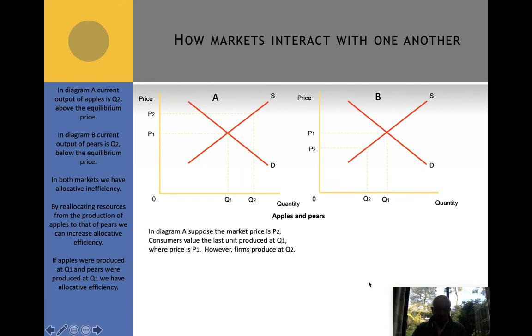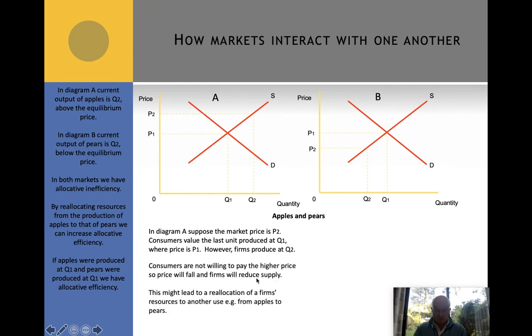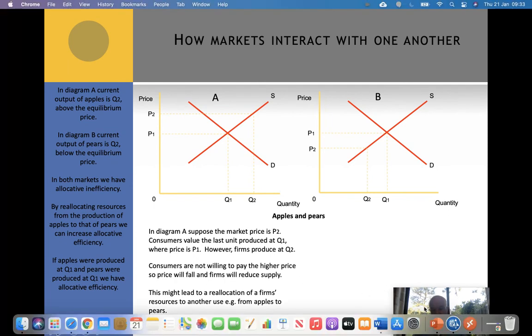And just reiterating that, in this case, if we actually took in diagram A the market price as P2, consumers would value the last unit produced at Q1, where the price is P1. However, firms choose to produce at Q2. In that situation, consumers are not willing to pay that higher price, and so price will fall and firms will reduce supply, and that should or could lead to reallocation of firms' resources to another use, which is essentially what we just said when we were describing that information previously.